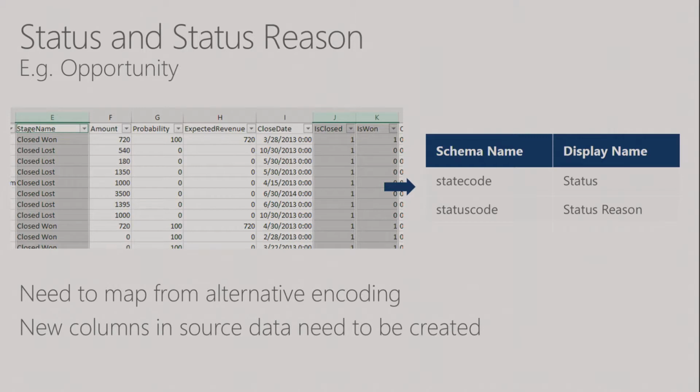It's very, very straightforward. It's great data that's come from another system, but CRM doesn't work like that. CRM has a schema name of state code and status code, which are the status and status reason on the record. And we need to map that. So we want to make sure we're doing that ahead of time, because we don't have the tools inside Data Loader to create these new computations on the fly.